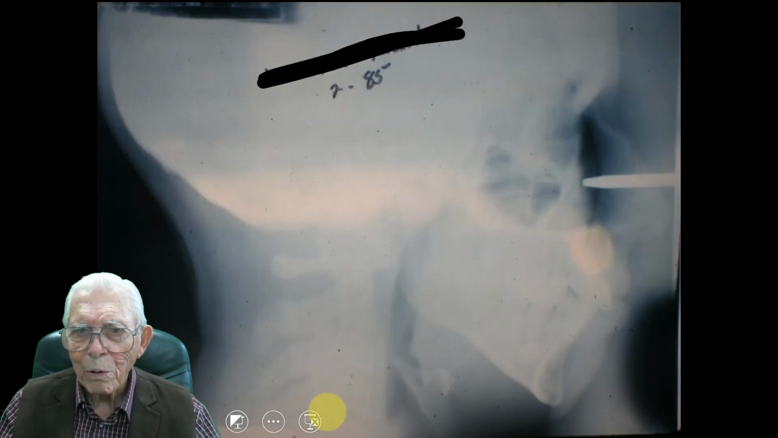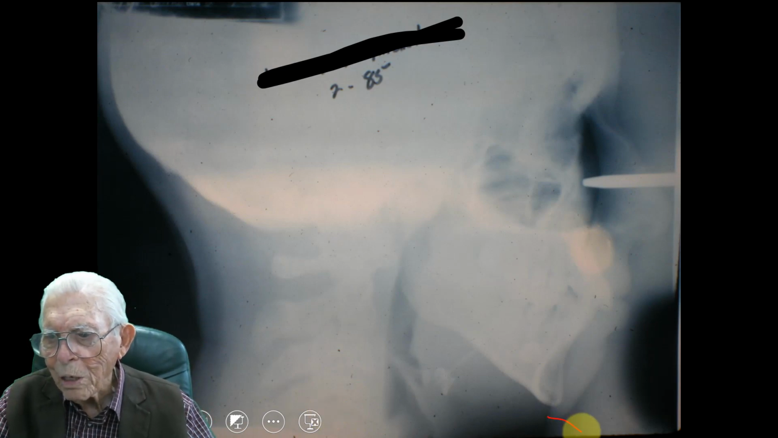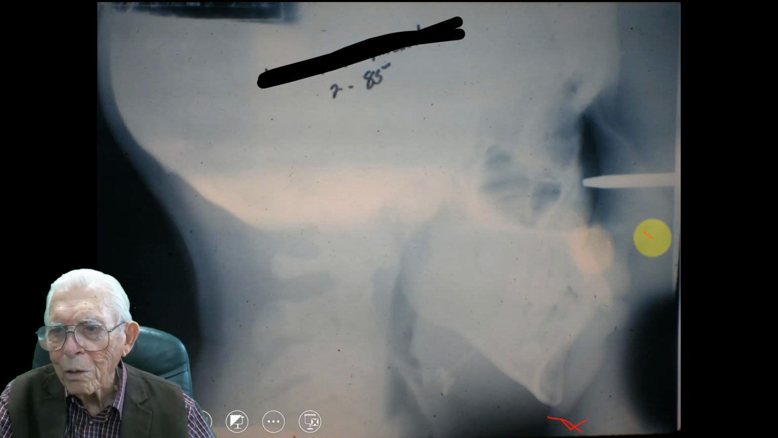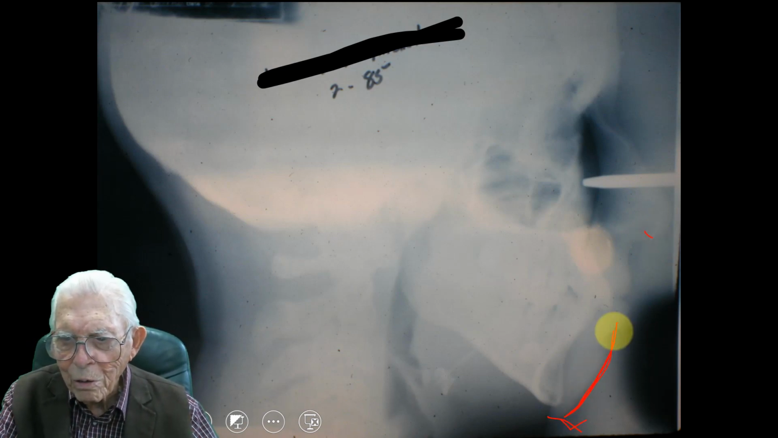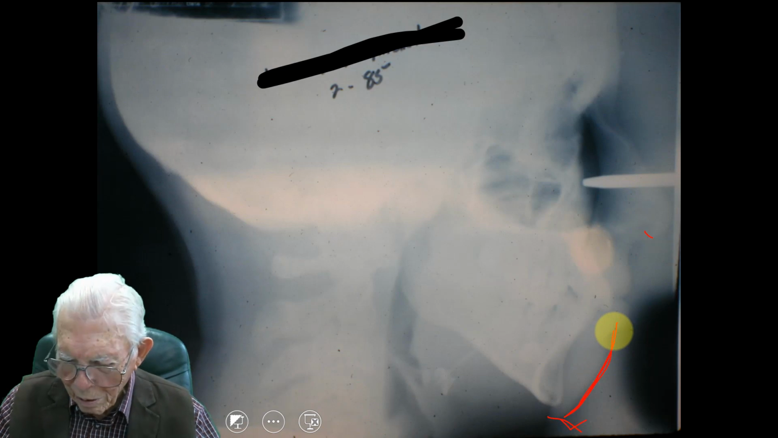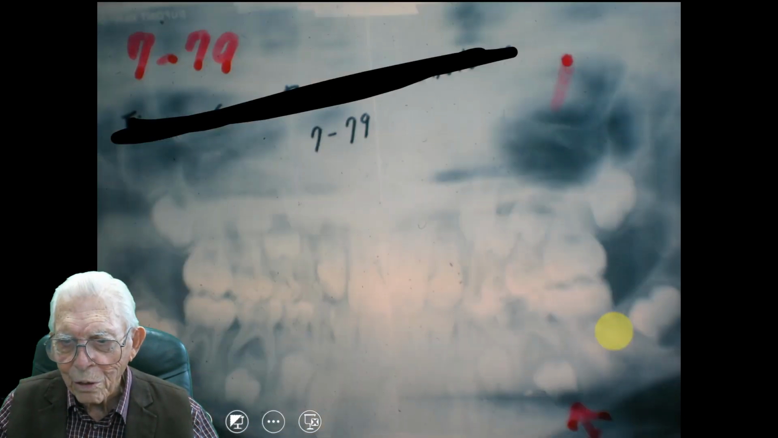Now this is a pretty bad cephalometric picture, but you can see the chin is down here, and this is too much area in here. We would like to reduce that some. We weren't very successful in getting that done.